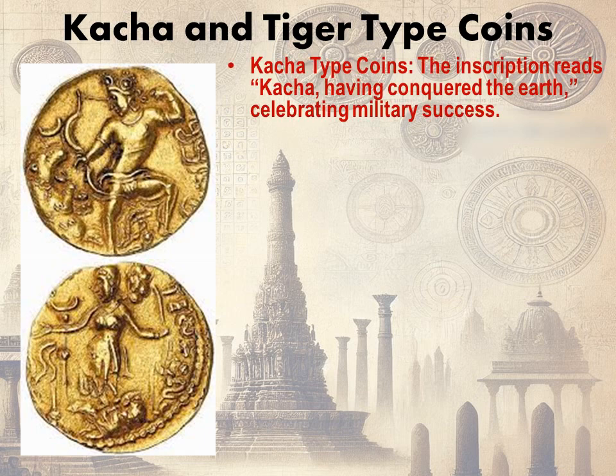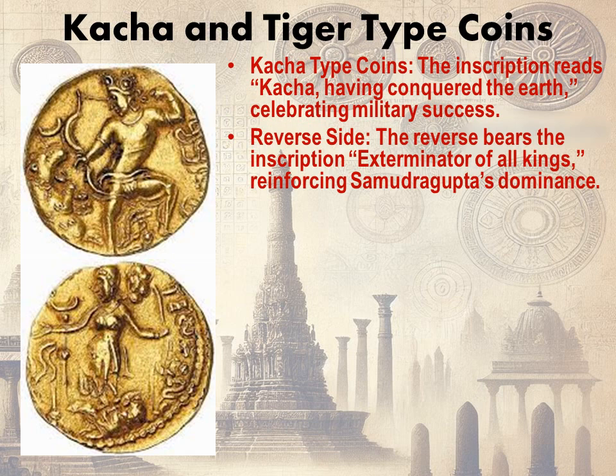What were these other types of coins? The inscription reads Kacha having conquered the earth, celebrating military success. So, here we get that Samudragupta has been celebrated as the conqueror of the earth, and that depicts his military success over the other contemporary rulers. The reverse bears the inscription exterminator of all kings, reinforcing Samudragupta's dominance. So he is like the exterminator of all other rulers. Thus, we understand how dominant a force he was during his time.